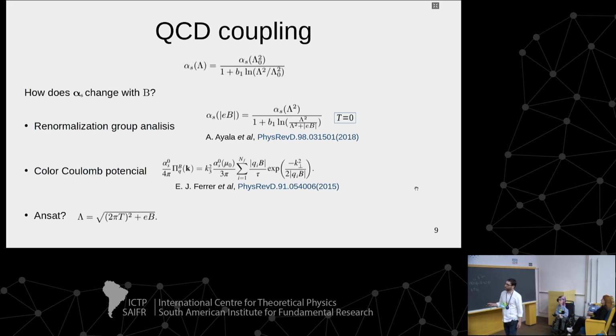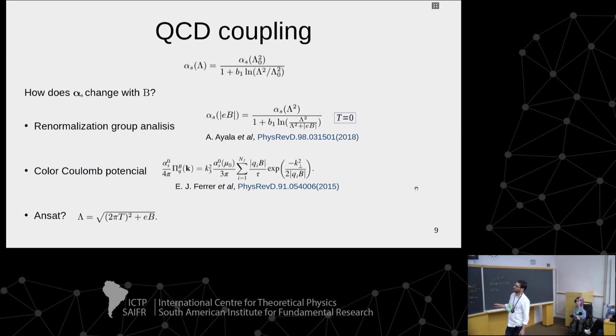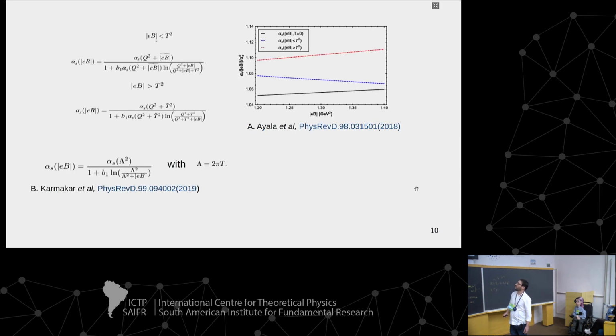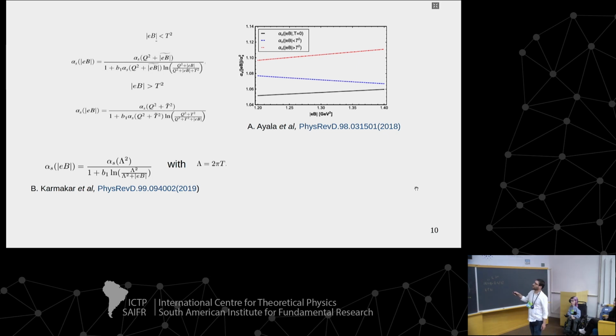And there is another one, for instance, this one using the color Coulomb potential. And you can also use an ansatz like this one. So let me show you the result of this work. For the coupling constant depending explicitly on magnetic field and temperature, they found this behavior. This is the magnetic field, and this is the coupling. If eB is greater than T squared, the coupling increases with the magnetic field. Same for the case of T equals 0.